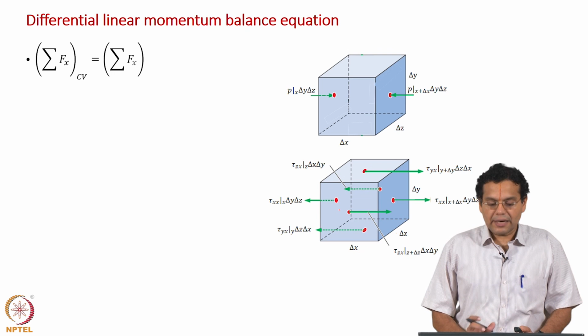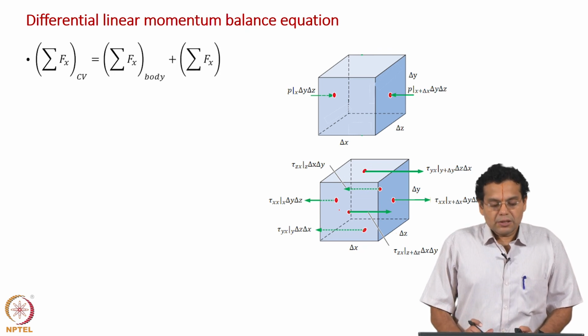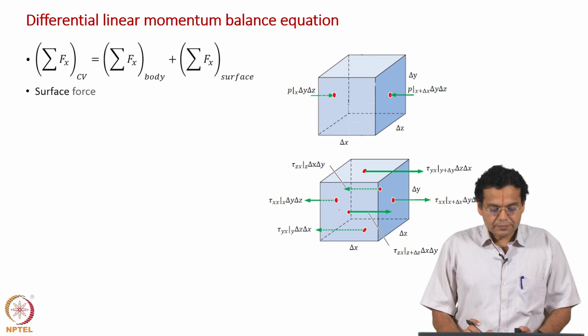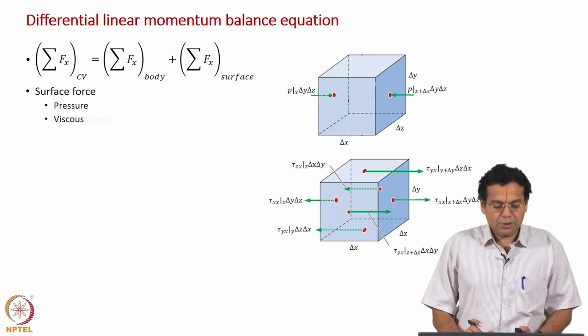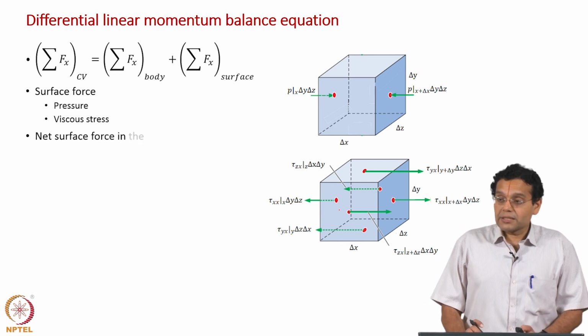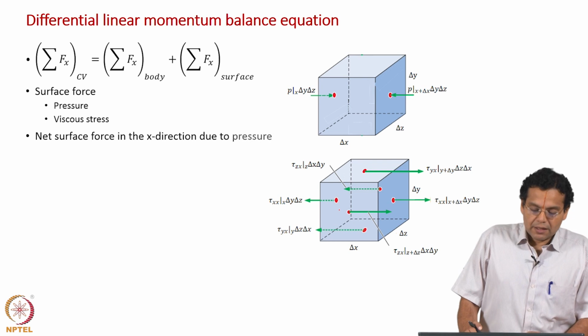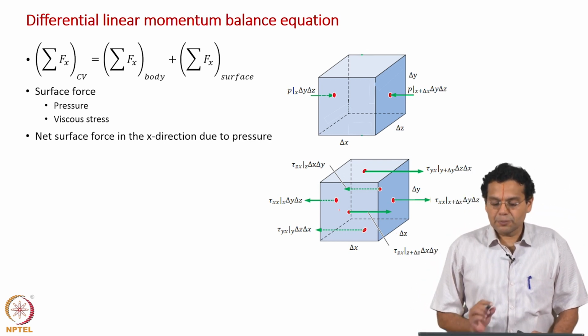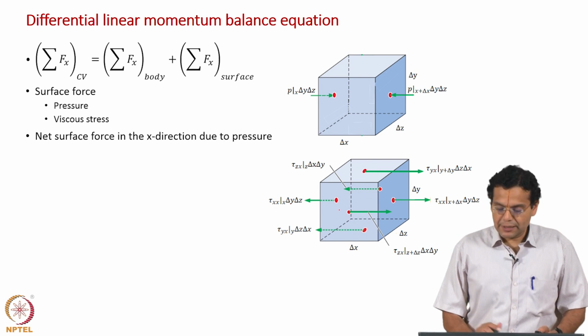First we will write the right hand side. We know the forces are split into body forces and surface forces on the right hand side. Surface forces are due to pressure and due to viscous stresses, and now let us write down expression. Okay. Net surface force in the x direction due to pressure. Okay. How do you write?